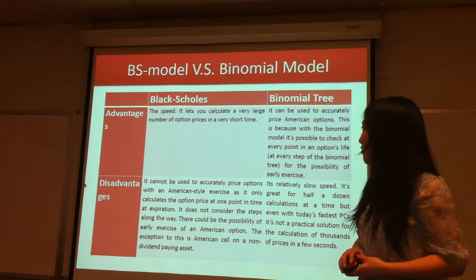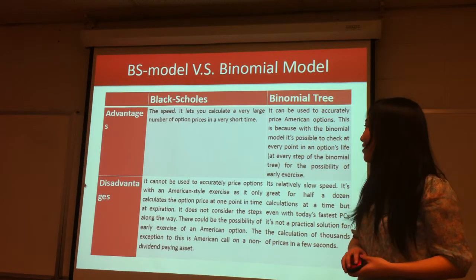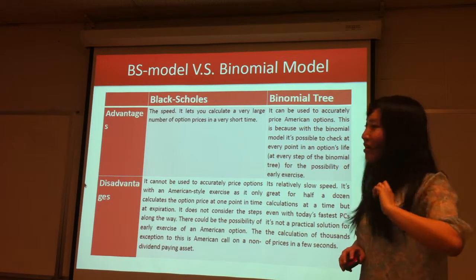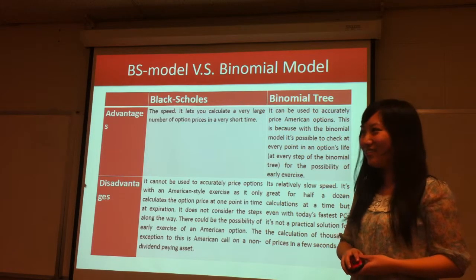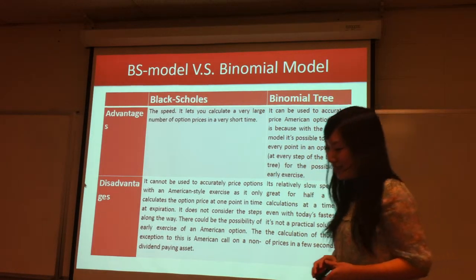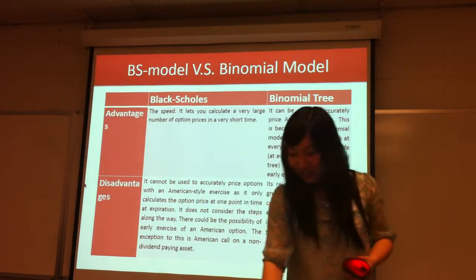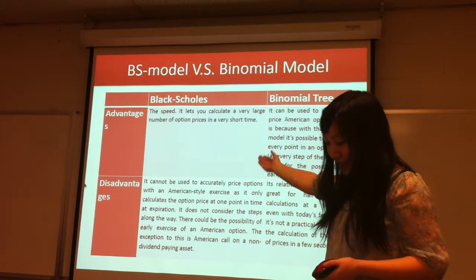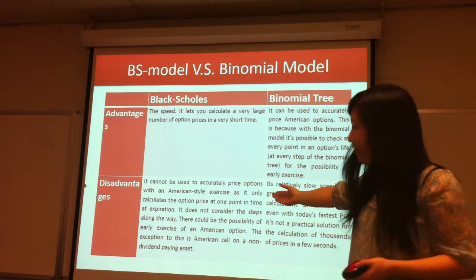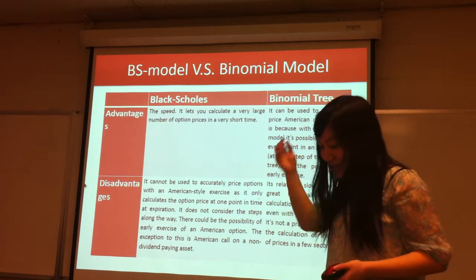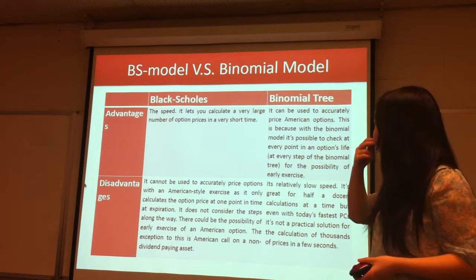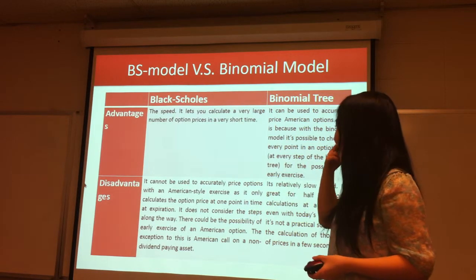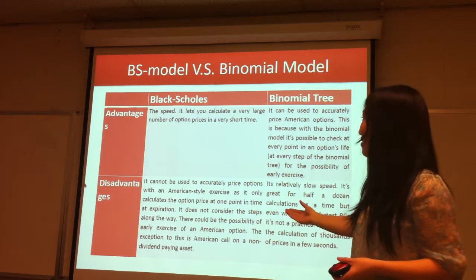And also, I think the difference is that the Black-Scholes model can be used to calculate in continuous time, but the binomial tree is used to calculate over discrete time periods. And also we have an exception. The exception for the Black-Scholes model is that when no dividend is paid on the option, then the European option and American option will have the same price. In this case, Black-Scholes can be used to calculate American options.